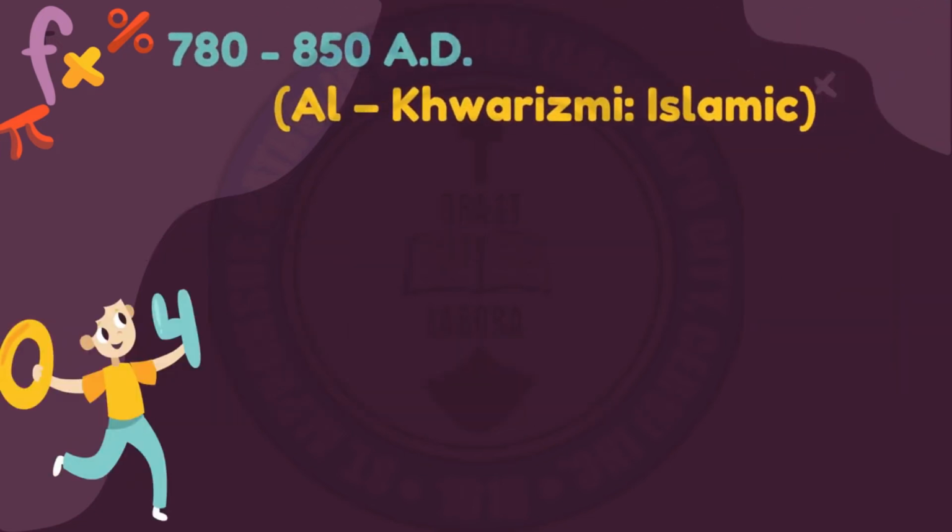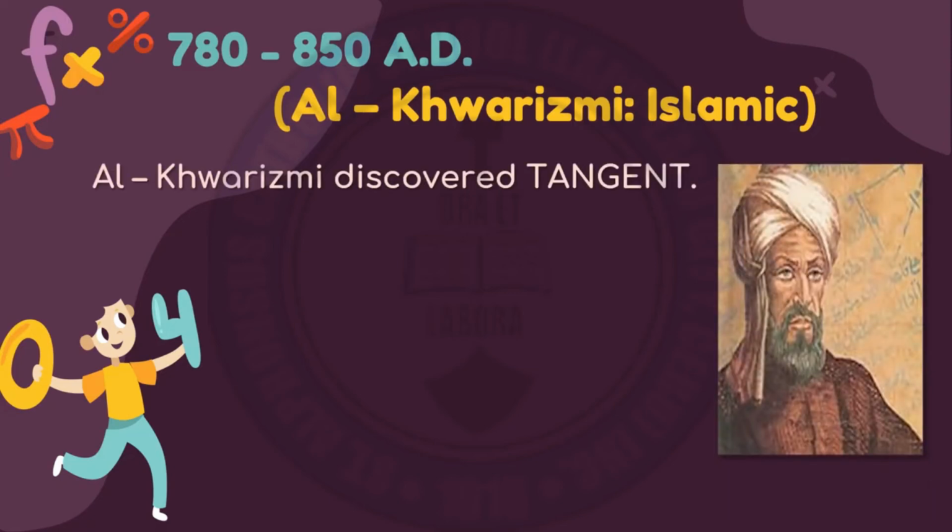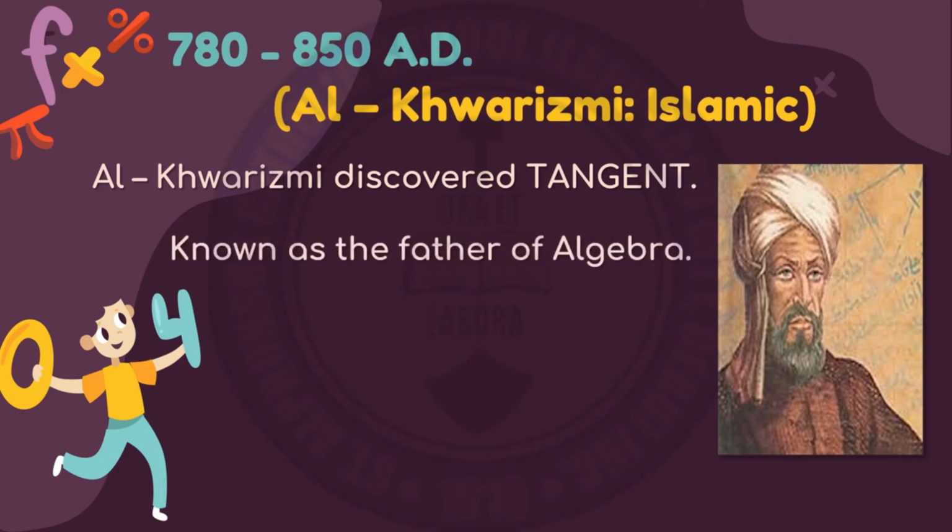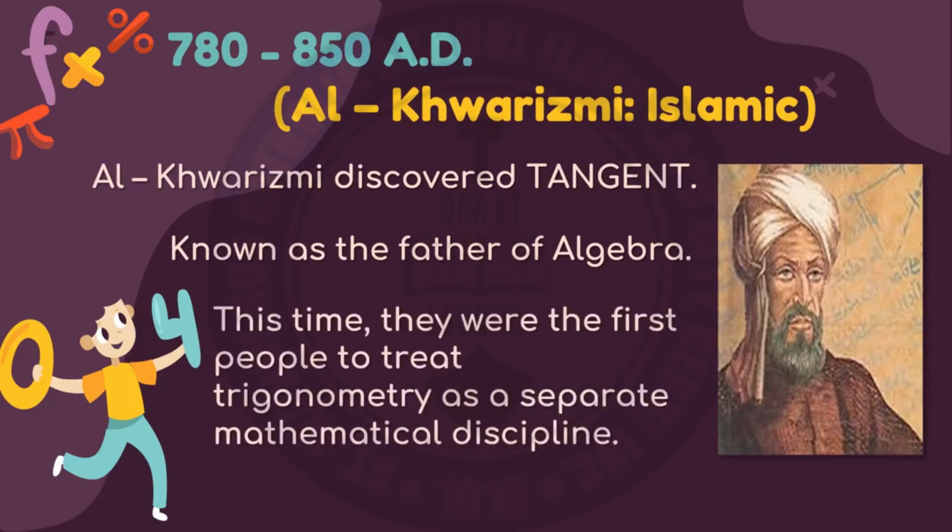780 to 850 AD, Al-Khwarizmi and some Muslim people. Al-Khwarizmi discovered tangent. Aside from that, he is known as the father of algebra. And this time, the Muslim people were the first people to treat trigonometry as a separate mathematical discipline.